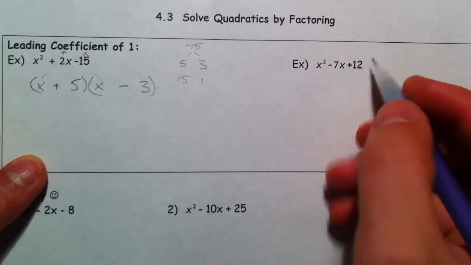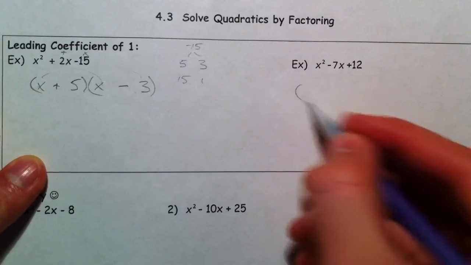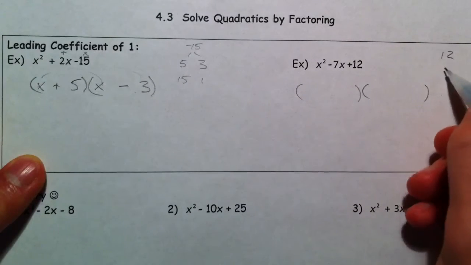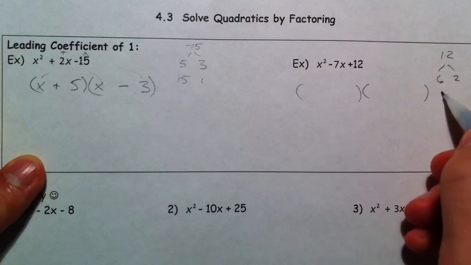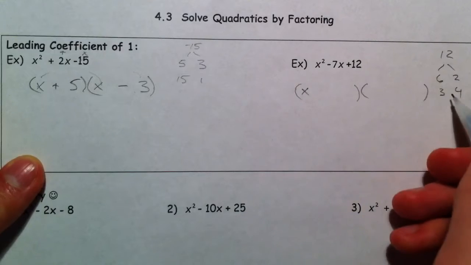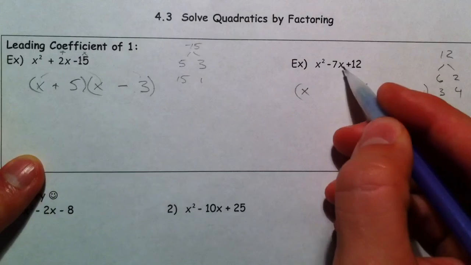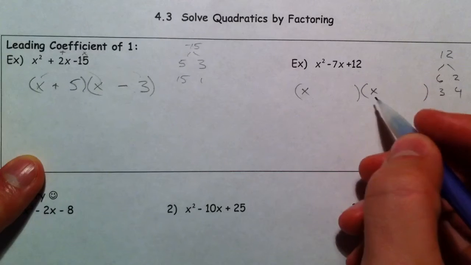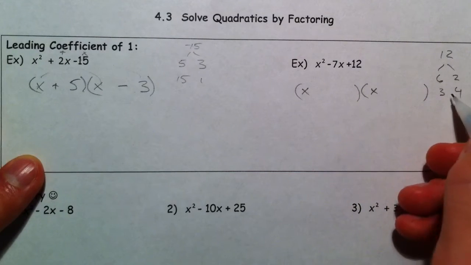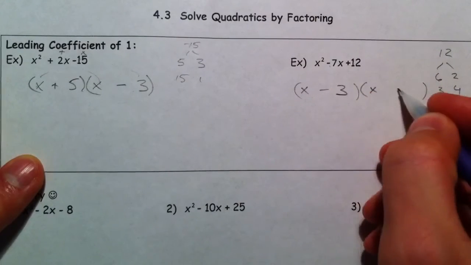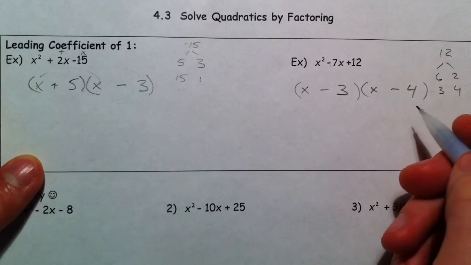Let's try another. So again, we want to get to the 12. And so a couple things multiply to 12. You could get 6 and 2, you could get 3 and 4, but specifically we want those two numbers to multiply to 12 and to add to negative 7. So to add to 7 would just be 3 and 4, but we want it to add to negative 7. So we're going to say x minus 3, x minus 4.